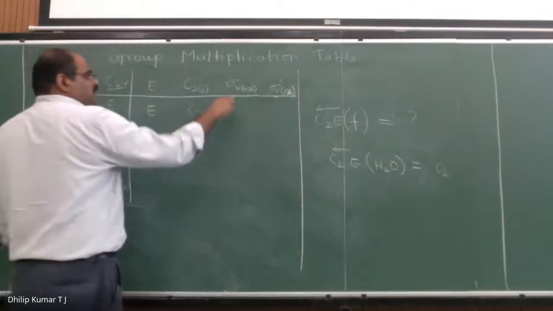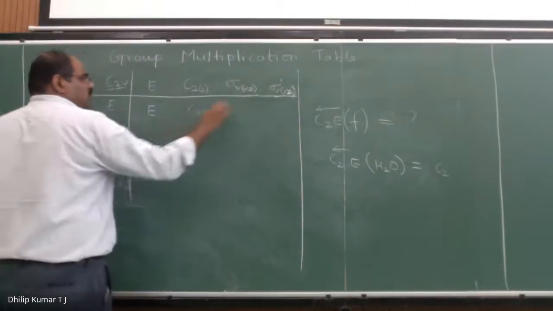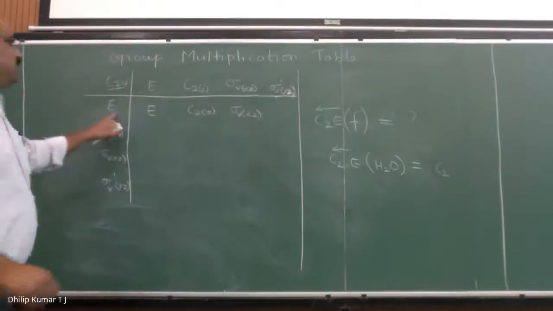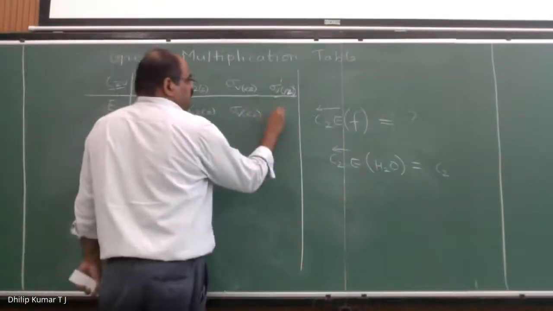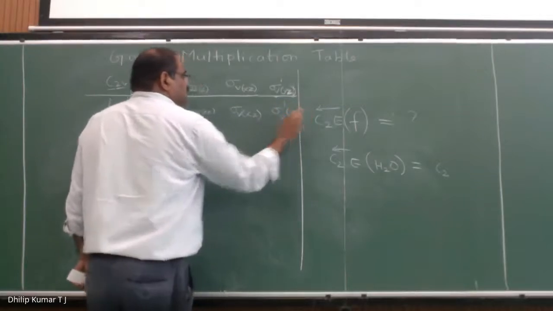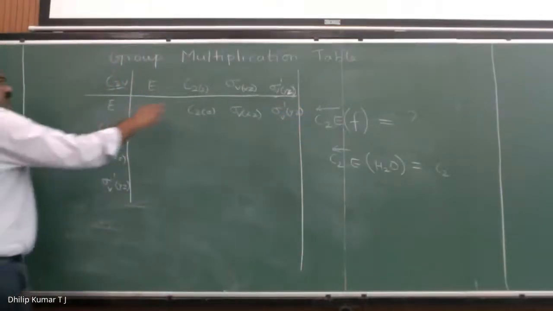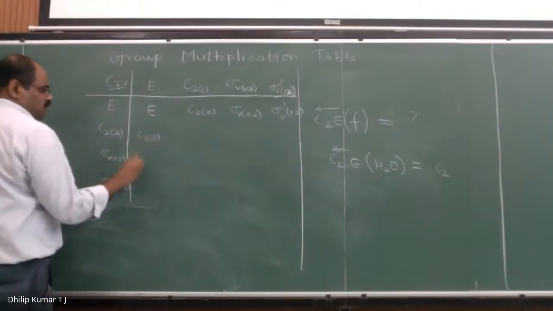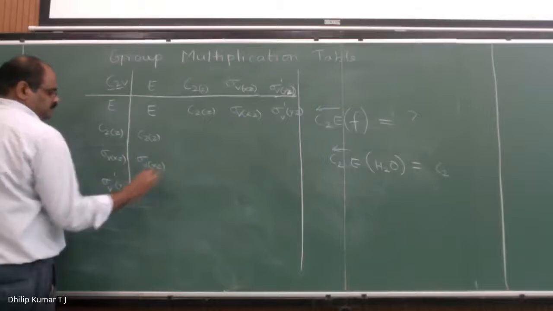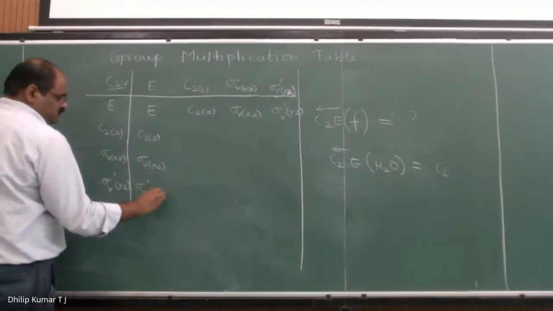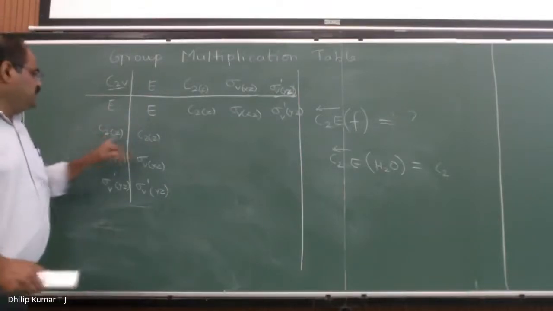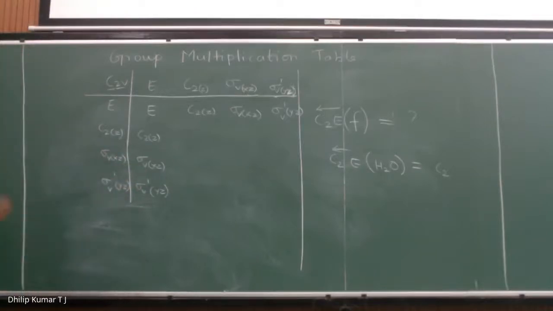Similarly, if you perform sigma V into E, it will result in sigma V of Xz. Whenever you multiply with identity, it's not going to change anything. The same element you get. So in the first row and first column, you will get what you have on its column and row. Because the identity element is not doing anything, it just comes like this. Now let's go to the second row, second column.